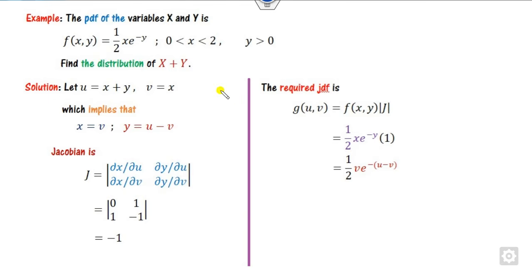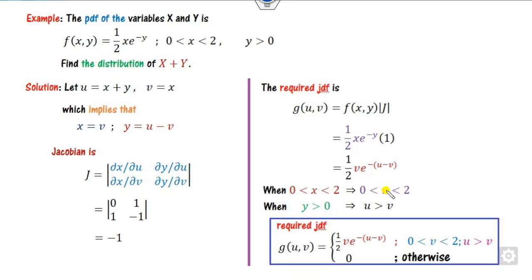How can you find the domain? Since x is greater than 0 and y is greater than 0, whenever y is greater than 0, it means u minus v is greater than 0, meaning u is greater than v. Whenever 0 is less than x, which is my v, so this is my region here. So my domain is u greater than 0 and v between 0 and u.